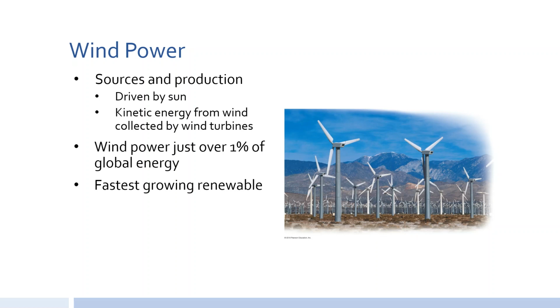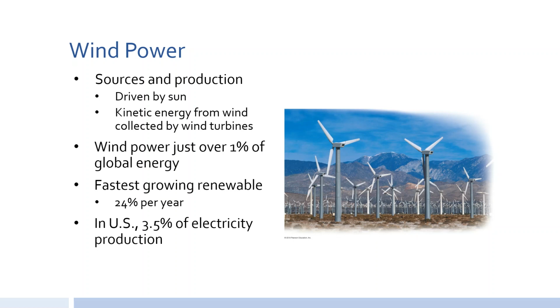Texas produces the most wind energy in the United States. You have lots of big open land. Lots of people who have ranches and other things like that can put up some wind turbines on their property and make some money off of that. So it's growing 24% per year. In the US, it accounts for about 3.5% of electricity production, and it's projected to double by 2020. So it really is growing.